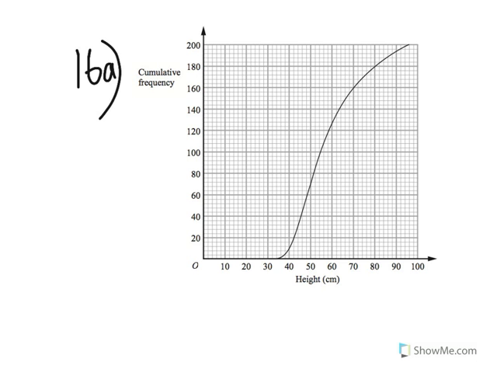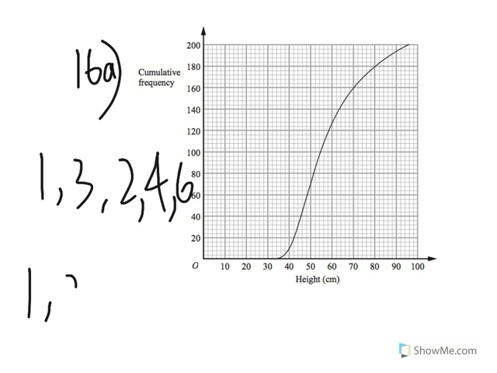Alright, 16a, you're given this cumulative frequency graph for 200 plants, and you're being asked to estimate the median height. Now, the median is nothing but the middle value. For example, if I had the numbers 1, 3, 2, 4, and 6, first I have to organize them in numerical order: 1, 2, 3, 4, 6. The median is the middle value, so in this case, the median is 3.